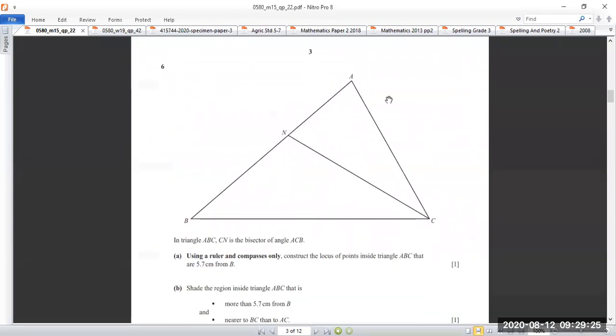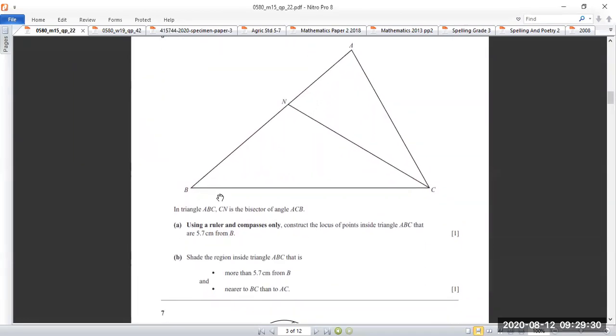Here we have a question. The question says we have a triangle ABC. BD is a bisector of this angle here, dividing this angle into two. We are supposed to use a ruler and compasses only to construct the locus of all points inside the triangle ABC which are 5 centimeters from B. 5 centimeters from B means we are going to draw a circle whose radius is 5 centimeters.